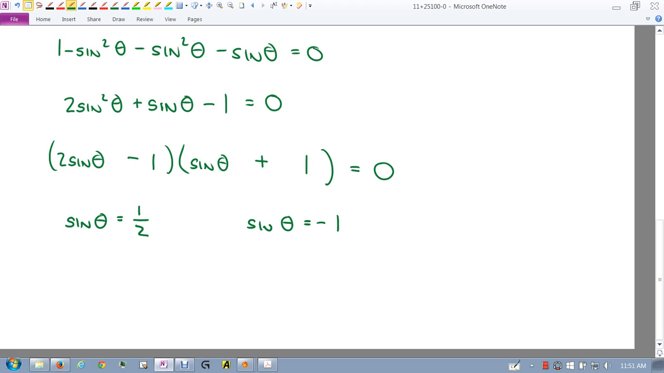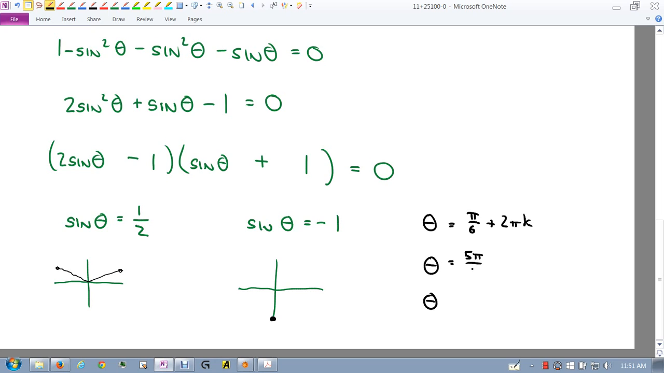Where's sine theta 1/2? Here and here. Where's sine theta negative 1? Straight down. So it looks like we have 3 sets of solutions. Theta: first one, pi over 6 plus 2 pi k. Next one, 5 pi over 6 plus 2 pi k. And then, 3 pi over 2 plus 2 pi k.